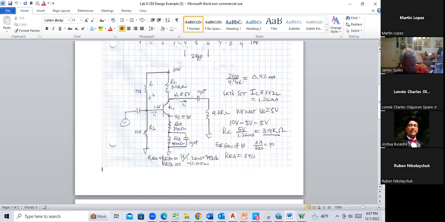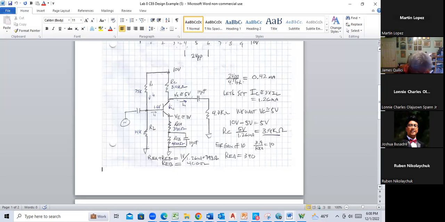Let me try that again. 2.5 divided by 0.00042 equals 5.9K. Oh, wait, I want IC to be 1.26. So I want 2.5 divided by 0.00126 equals 1.9. So I need about 2K. Let me put that in, see if I can clean this thing up a little bit.